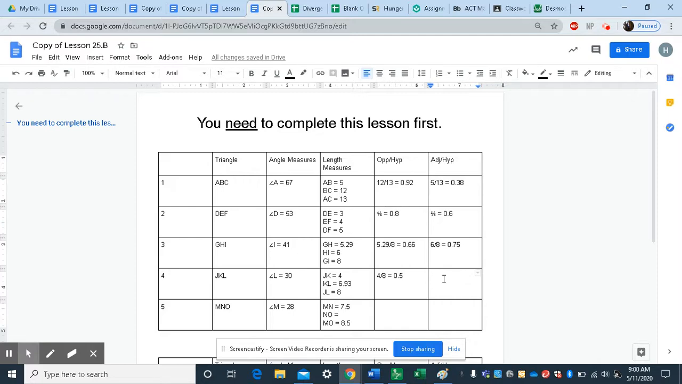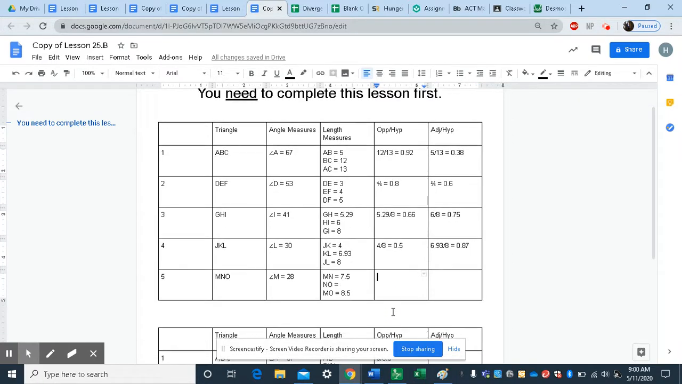Okay, so now we're going to do adjacent over hypotenuse. So that means we're going to do the other side. So our 6.93 divided by 8 equals 0.87. Because when I typed it in my calculator, I got 0.86625. So we're going to round that to 0.87. Okay. Next triangle.